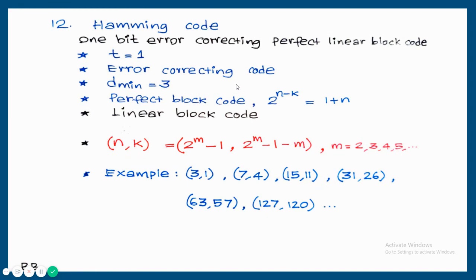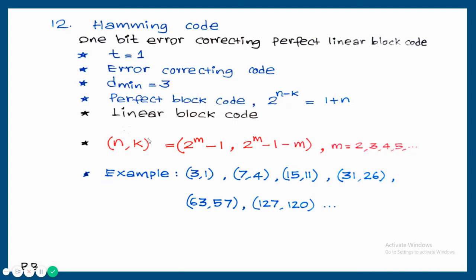So what is the condition for a perfect block code? 2 raised to n minus k is equal to 1 plus n. I have written only the first two terms. The reason is the next term is nC2, that is for 2-bit error correction. Here there is only 1-bit error correction. So the perfect block code condition for 1-bit error correction is 2 raised to n minus k is always equal to 1 plus n. And Hamming codes are always linear block codes.